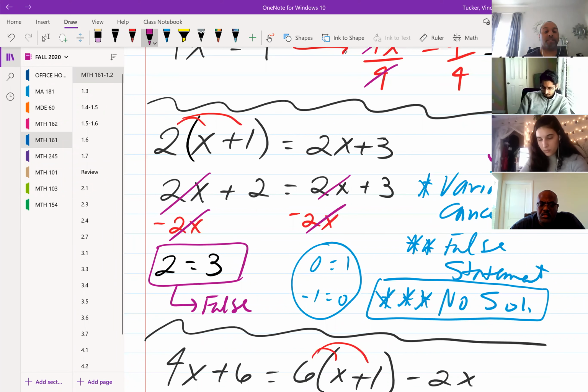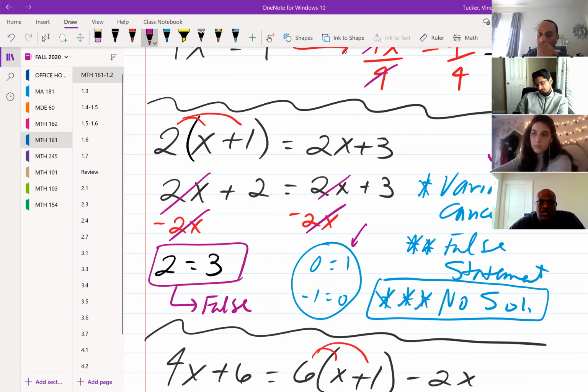Notice I didn't say that your variables cancel and your answer was 2 equal to 3. Because if you decided to subtract 3 first, you would have ended up with negative 1 equal to 0, or it could have been 0 equal to 1 if you subtracted 2. It's all about getting a false statement, because each one of these statements is still false. 0 is not equal to 1. So once again, across the board, if your variables cancel out completely and you end up with a false statement, your answer is no solution.